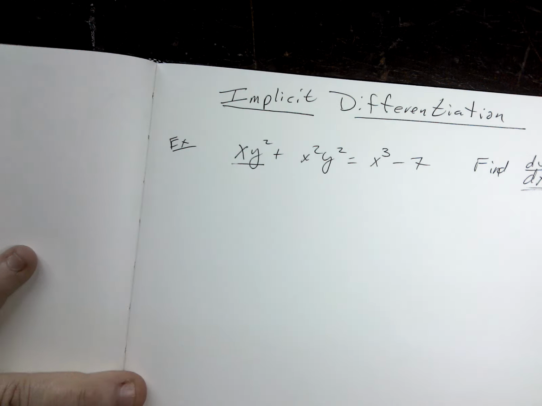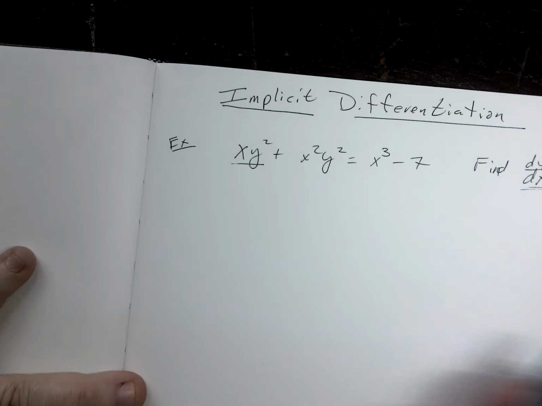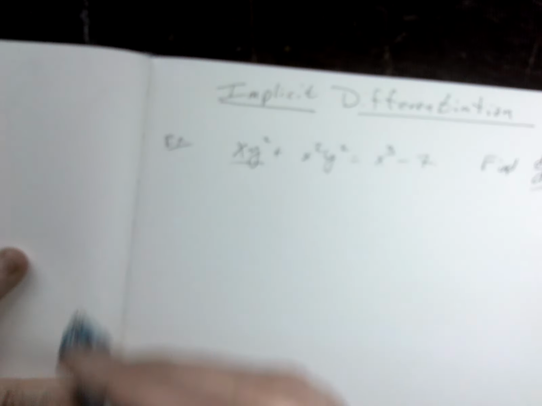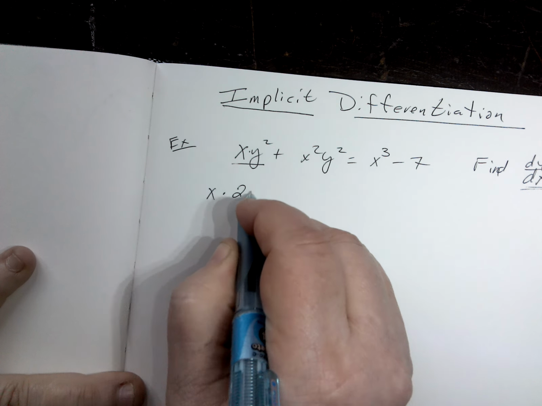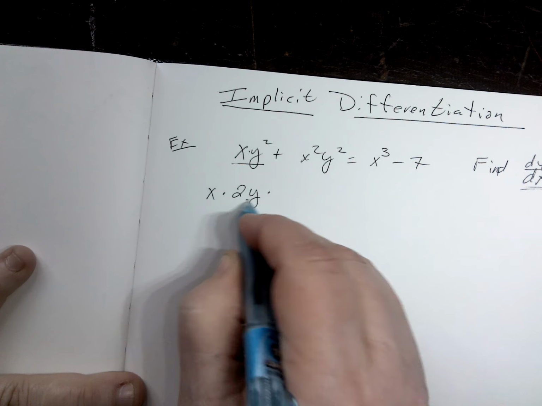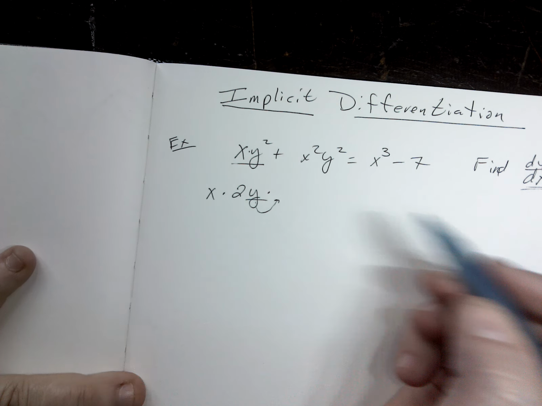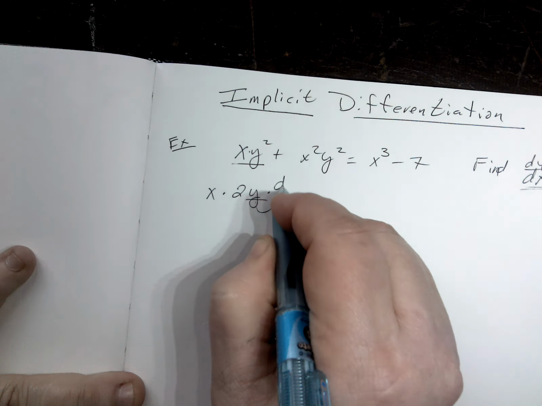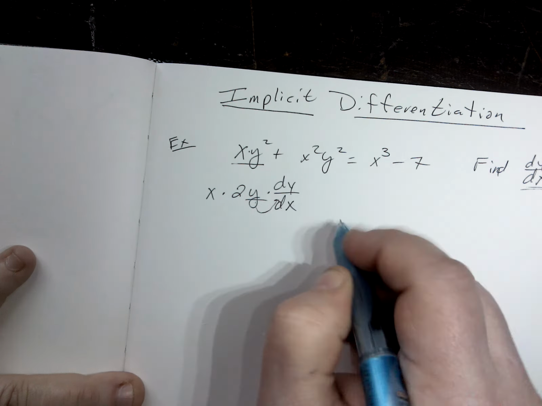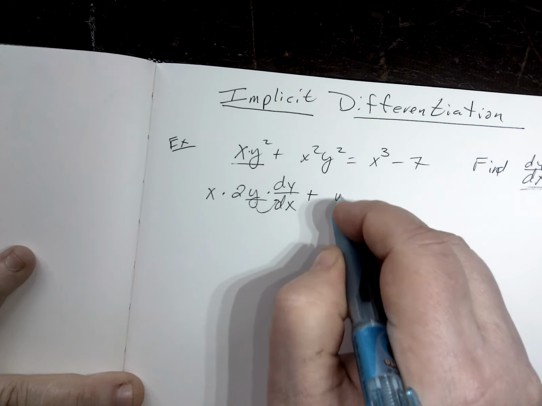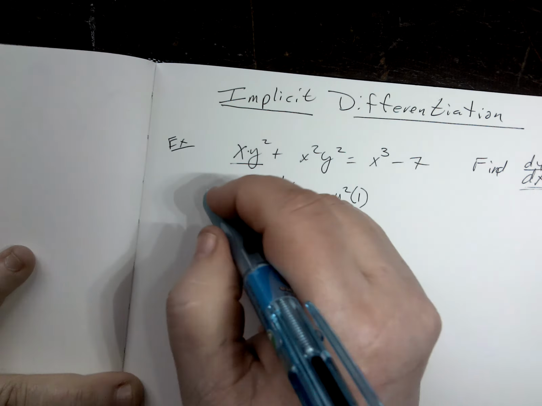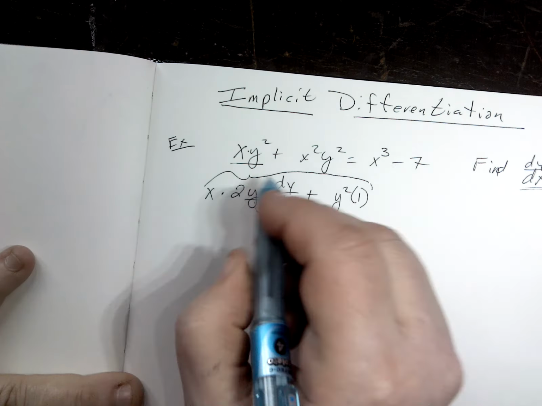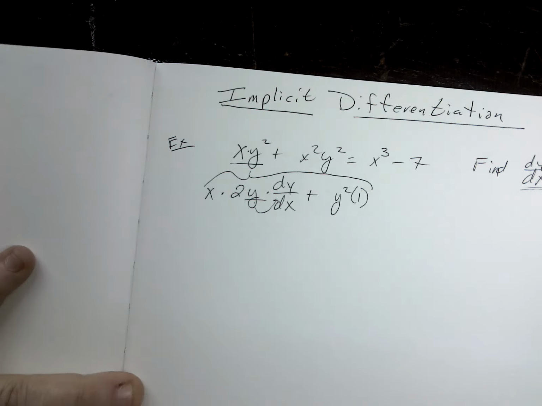So I have x times y squared. I need to take the derivative. This is a product. Using the product rule, I have the first times the derivative of y squared, which is 2 times y, and the chain rule says I need to take the derivative of the inside and pull it out. The derivative of y is, well, I don't know. That's why I say dy/dx. Plus the second, y squared, times the derivative of the first, which is just 1.